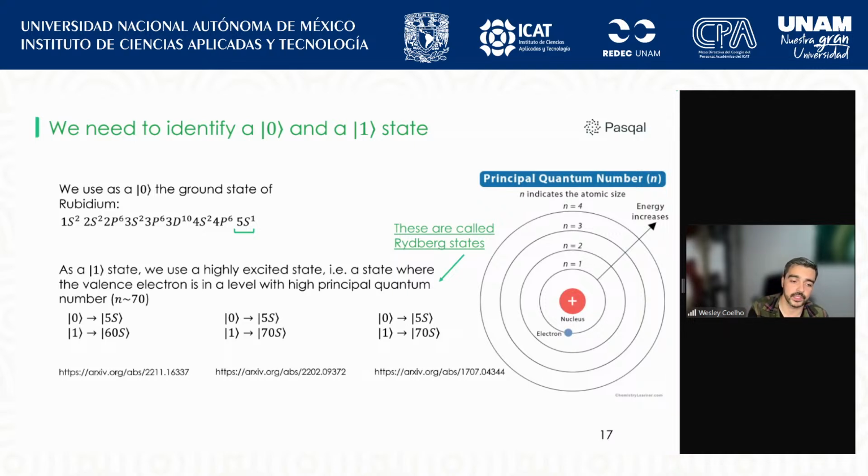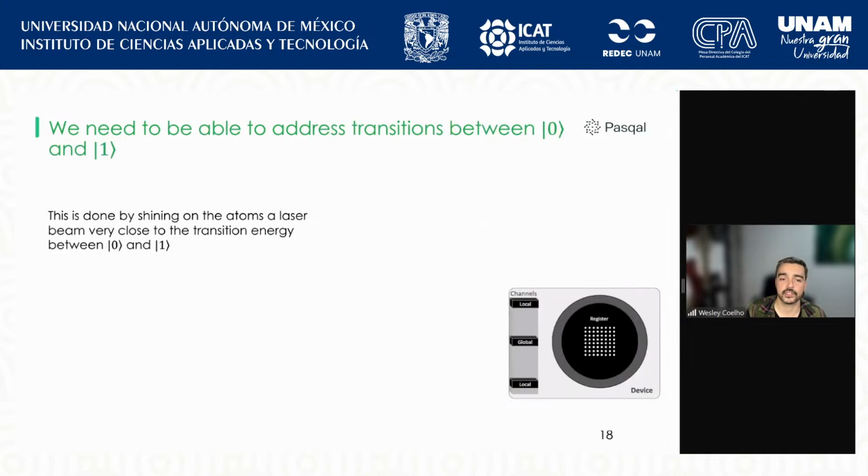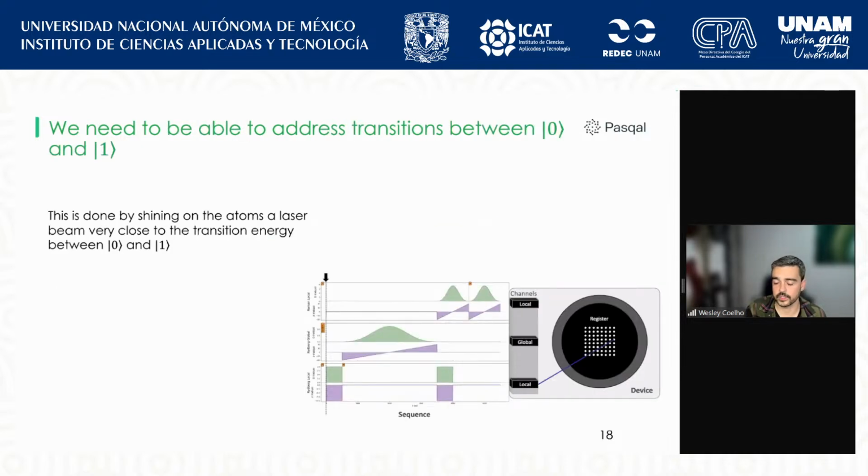So the 0 state is very close to the nucleus, and the 1 state is very far, with a very high energy, with that atom being excited. So that's the main 0 and 1 for us: an atom is excited or not. Just this. And the other one is we have to address how we do the transition between 0 and 1.